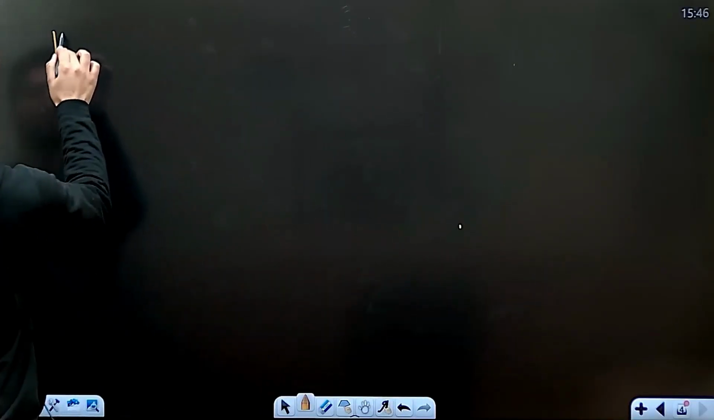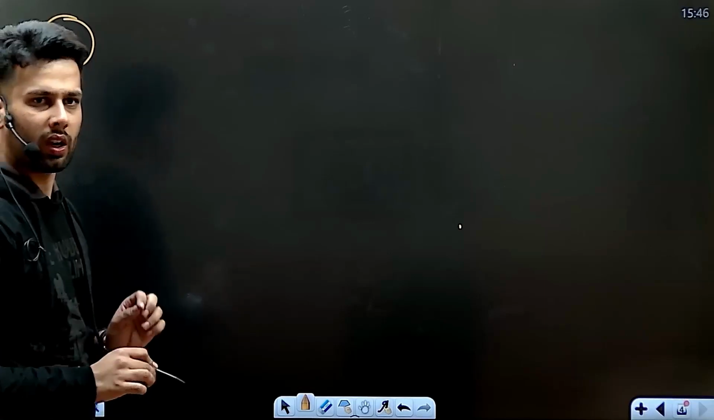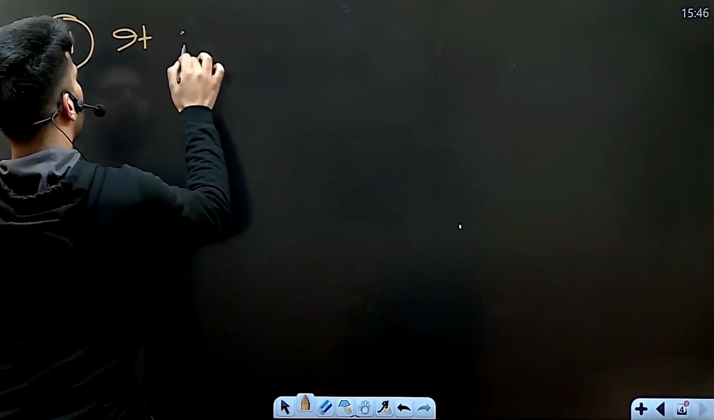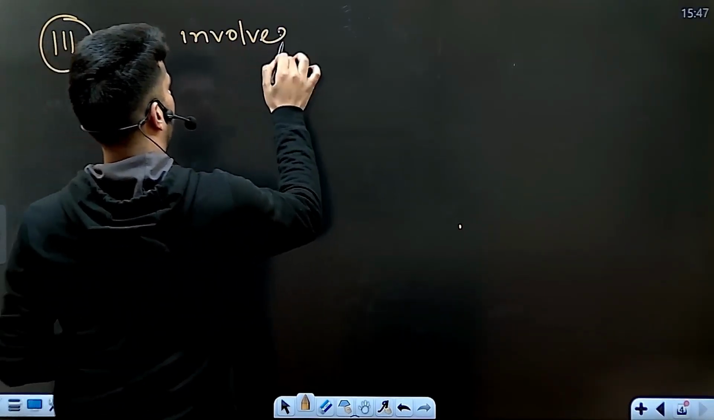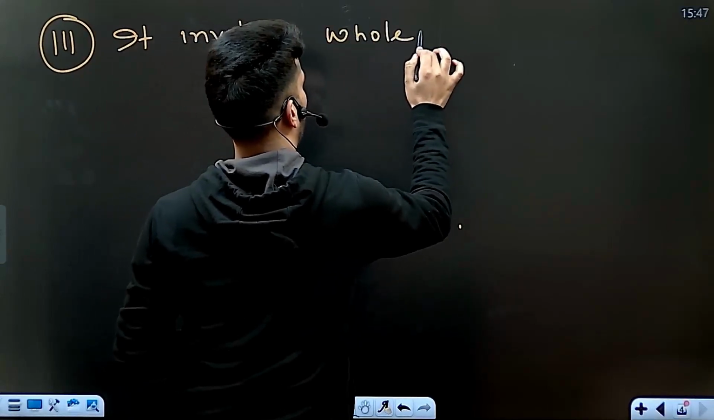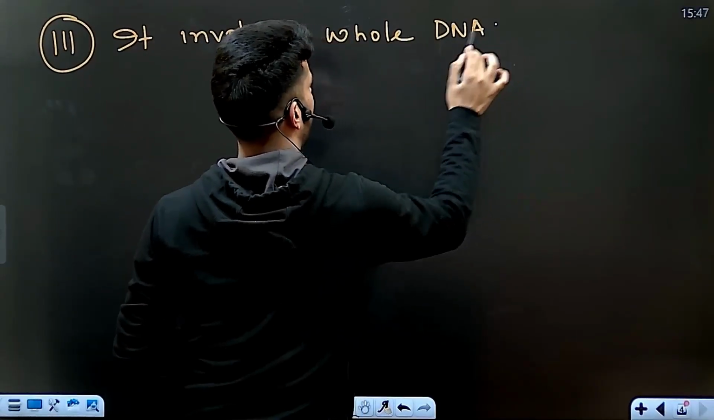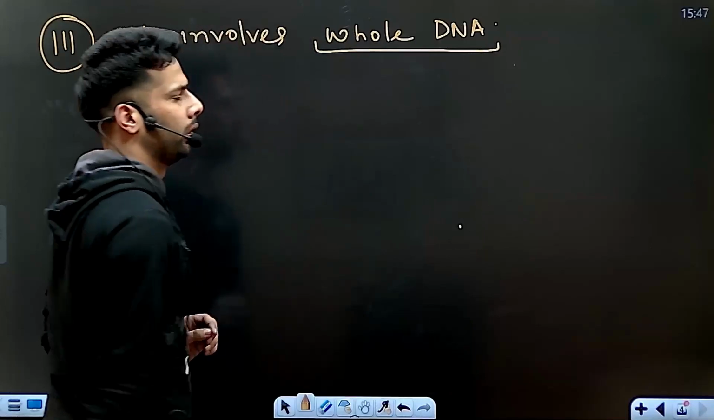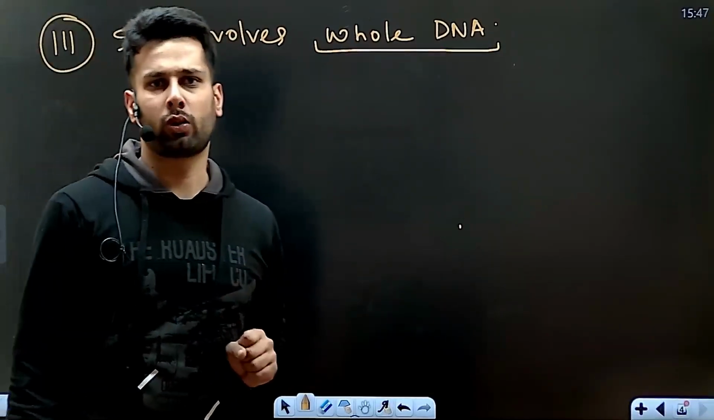The third property of DNA replication is that it involves the whole DNA. It involves the whole DNA. So this thing has to be remembered.